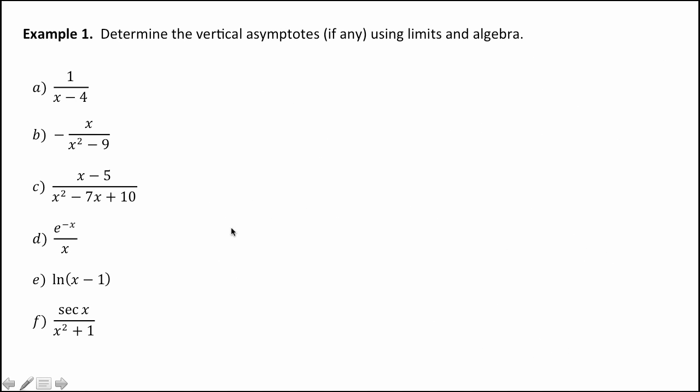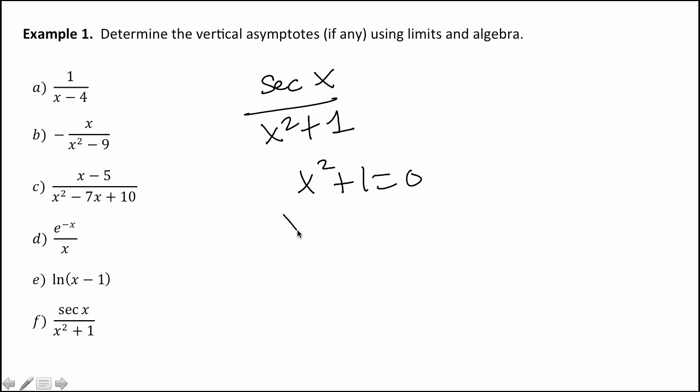Okay, let's do the final example here. We have secant x over x squared plus 1. If we take a look at the denominator, we know that it cannot be equal to 0. There is no real number that you can plug in here that will make this 0, because you'd get x squared plus 1 equals 0, x squared equals negative 1, and then you'd have to take the square root of a negative number, which has no solution in the real number system.